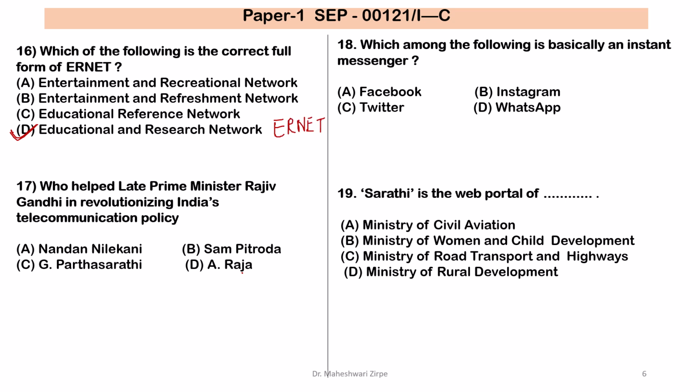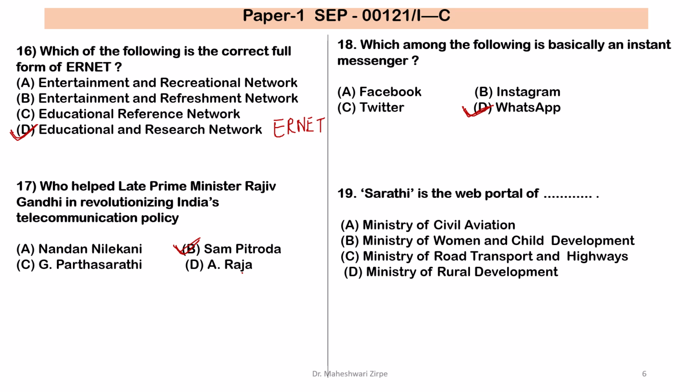Okay. Now the next one, 17th, is who helped late Rajiv Gandhi in revolutionizing India's telecommunication policy. Okay, who was the person who helped the late Prime Minister? So it is Sam Pitroda. B is the correct option for this. Now 18, which among the following is basically an instant messenger? So out of this, as we are very used to it every day and now we are on WhatsApp, it is the basic instant messenger. Okay, among the following, WhatsApp.